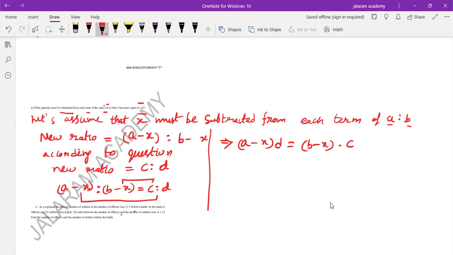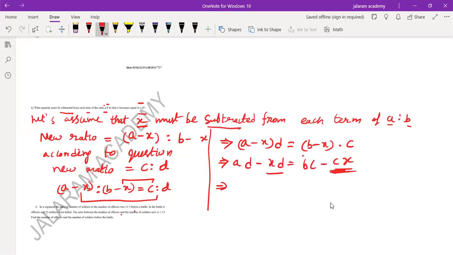And we have to find the value of X, as we have assumed that X must be added. X must be subtracted, sorry. X must be subtracted from each term of A to B. Means we have to find X. So make X the subject of formula. We will use that method. For this, expand the bracket: AD minus XD equals BC minus XC.